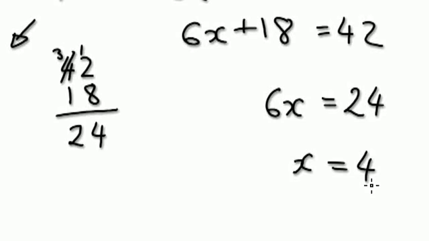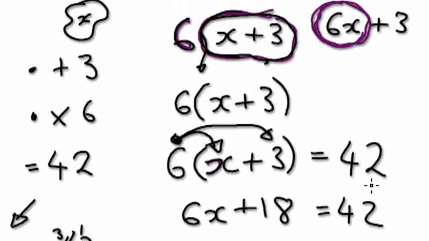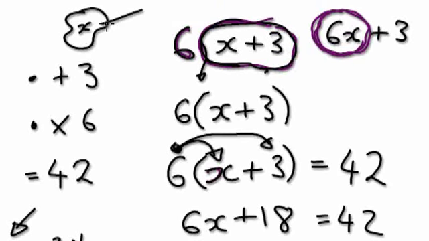Okay. So now put the 4 back into here. So put the 4 into here. 4 plus 3 is 7, and then times 6 would be 42. Okay. So last one.